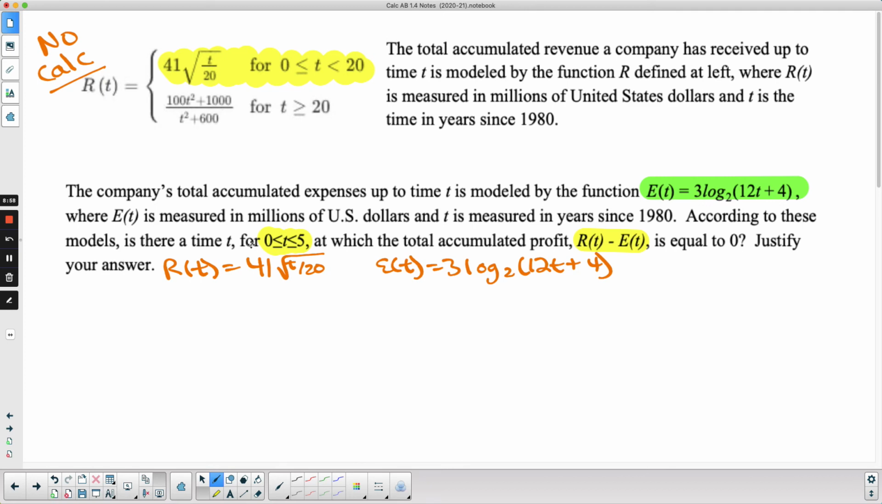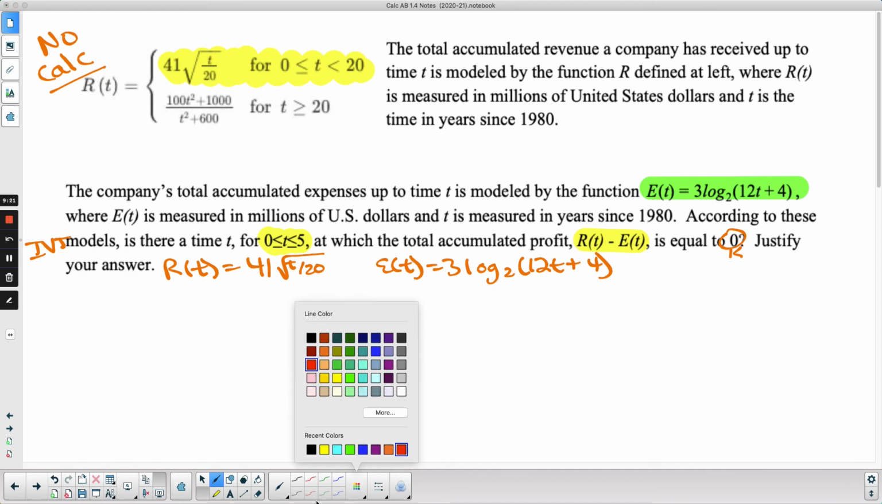So is there a time t in an interval? That's kind of your hint that we're using the intermediate value theorem, right? We're looking for a specific value. We're trying to show that there's a value between 0 and 5 so that our total accumulated profit is equal to 0, which is our k. All right. So let's look at our first step here.